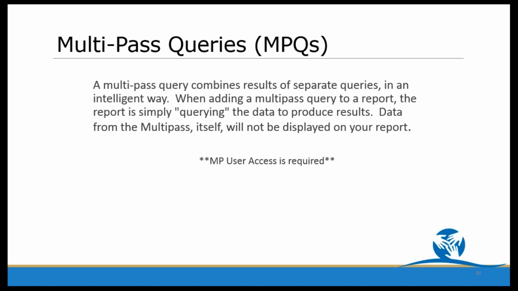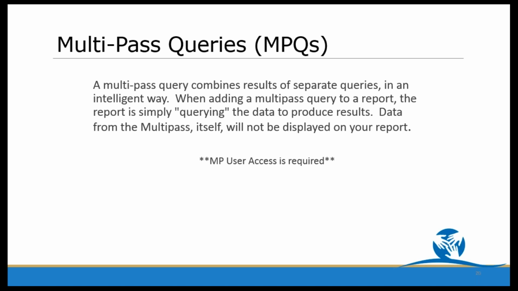So always think, what information do I actually physically want to see? Because that is your report. Your Multipath is just going out, it's running your report first, and then it's going out and it's doing a query to say, find me this other information that I'm looking for. Super important when you're doing your Multipath.